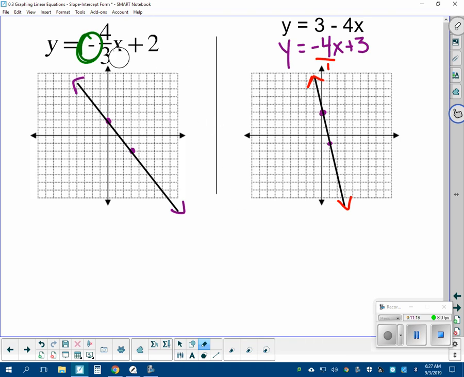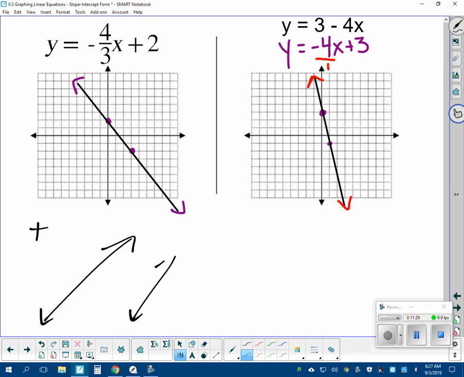If your slope is negative, make sure your line looks like it has a negative slope. So if you have positive slopes, your line should be going up from left to right. If you have negative slopes, your line should be going down from left to right. Okay, so just a quick visual check to make sure you've got your slope doing the right thing.